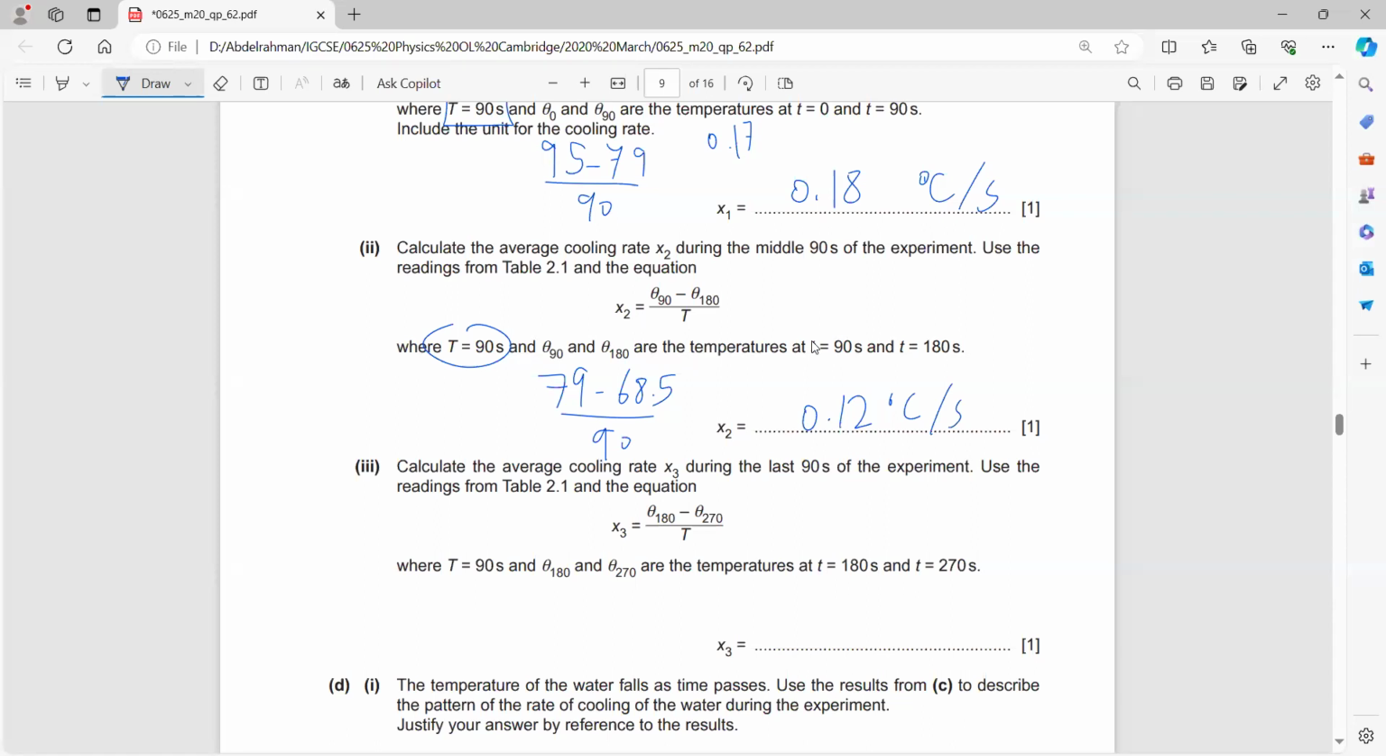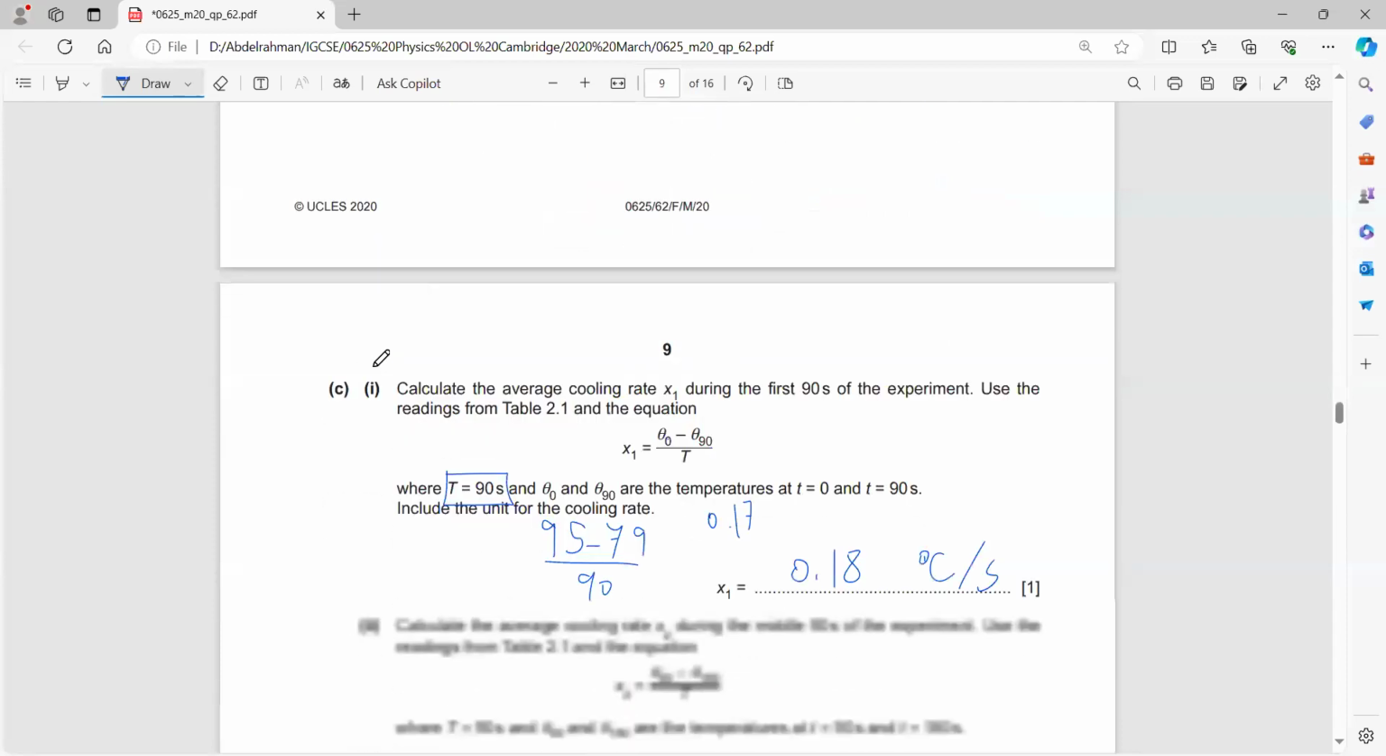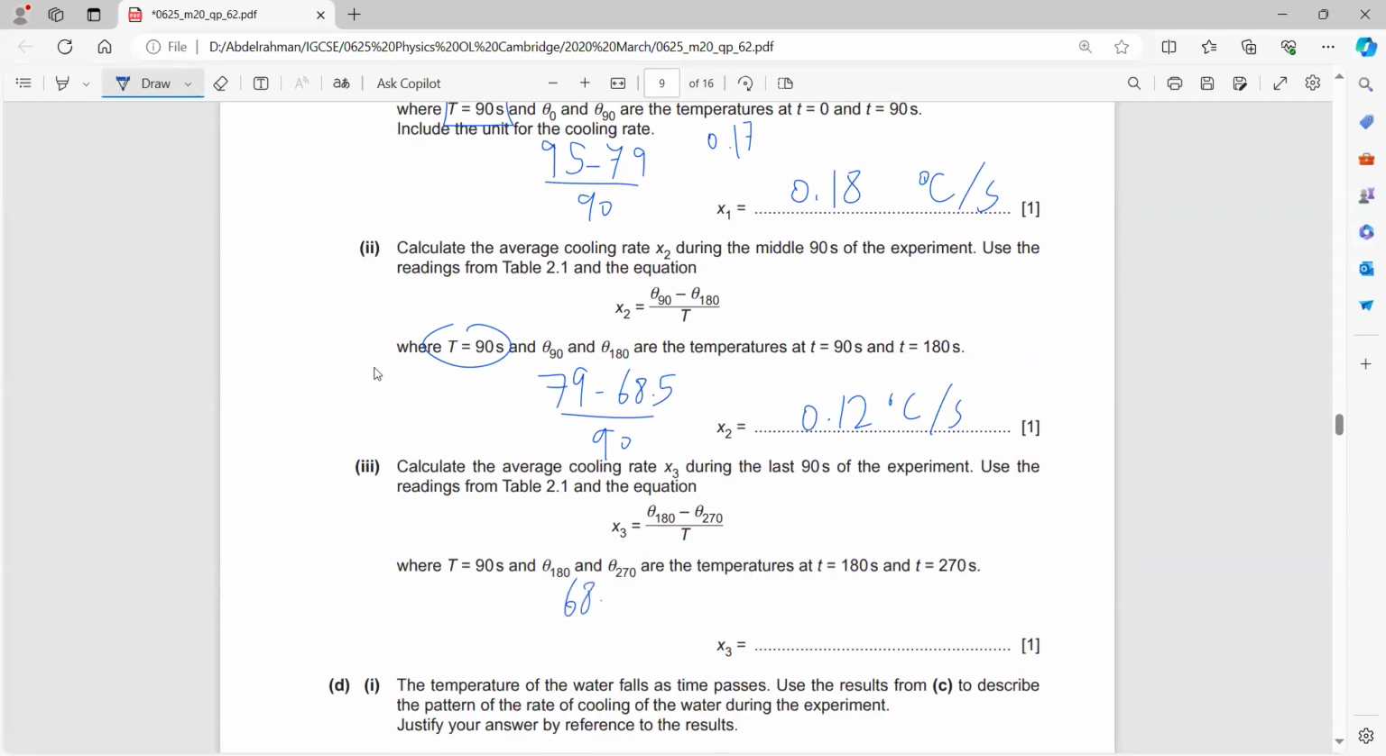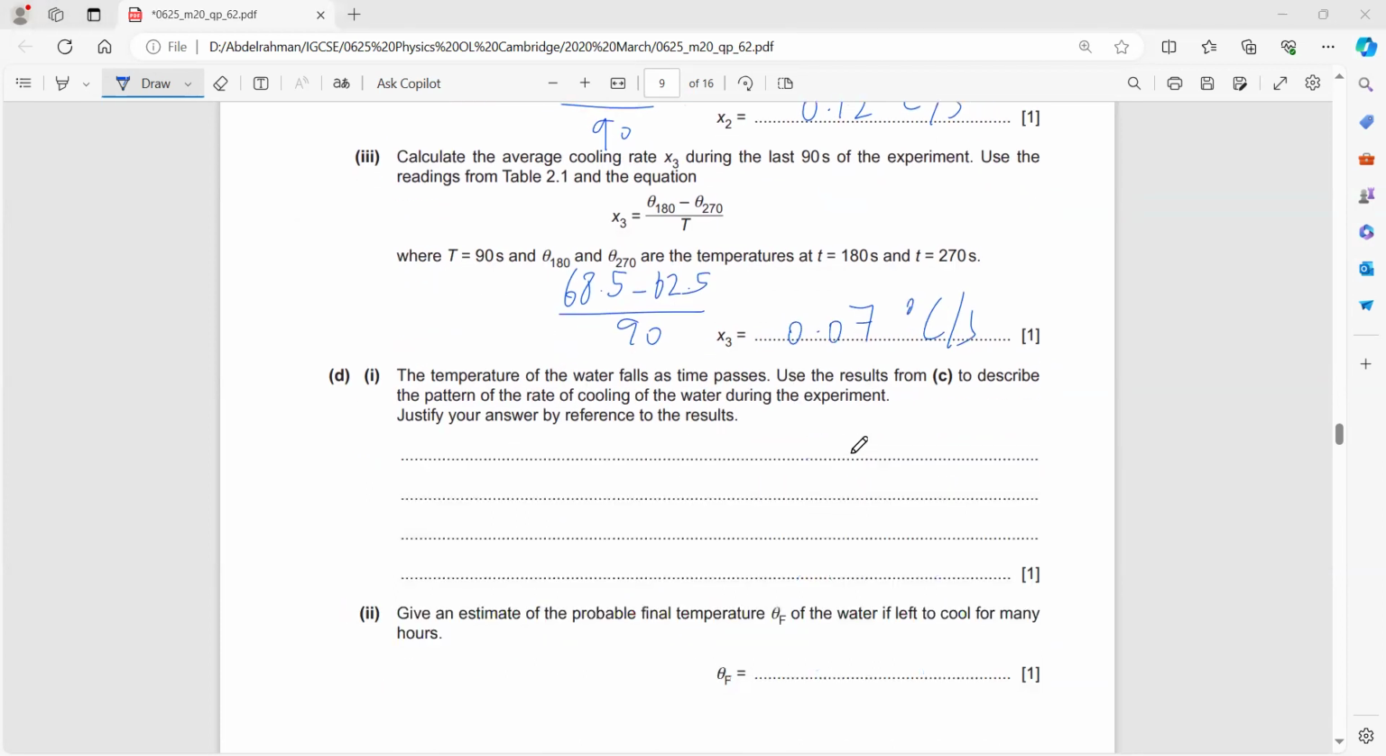Theta 180 to theta 270: 68.5 minus 62.5 over 90 is 0.07 degrees Celsius per second. Thank you. The temperature of the water falls as time passes. Use the results from C to describe the pattern. Describe the pattern and justify your answer.